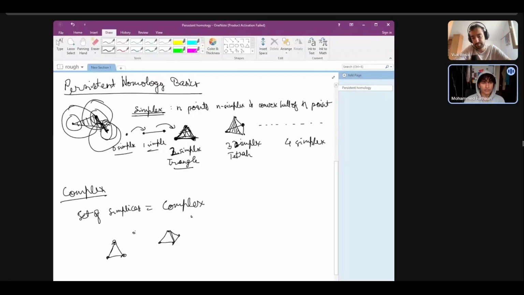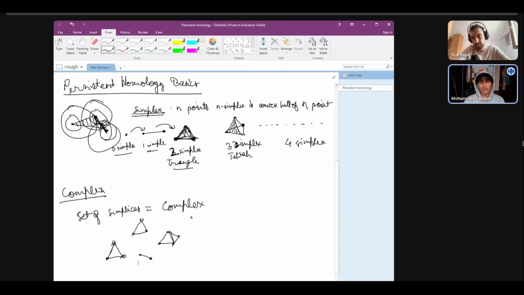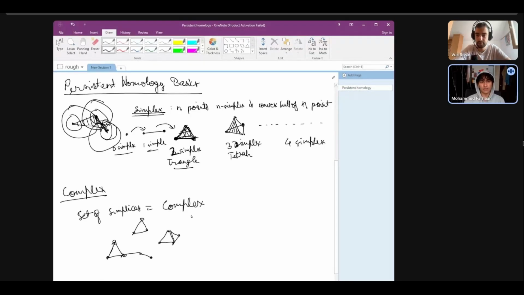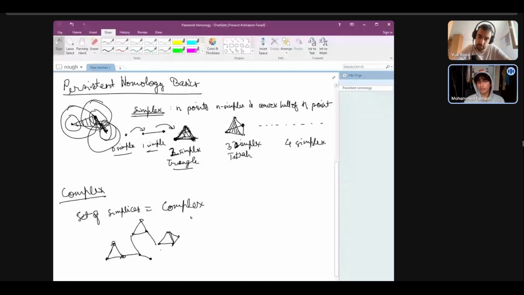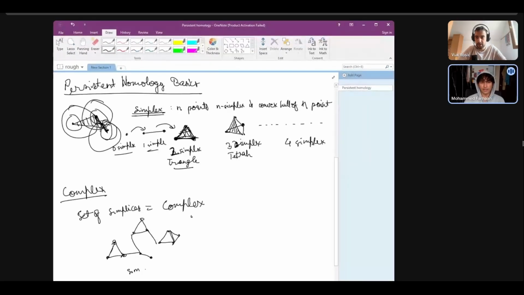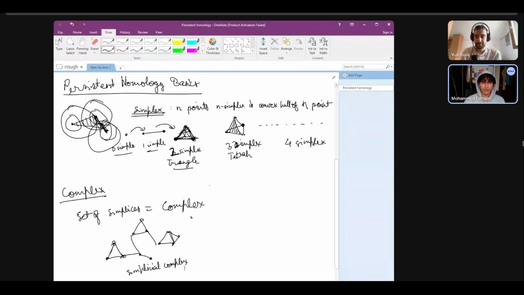What else should I draw? Another triangle over here and a line over here. Individually, these are all simplices. When I connect all of them together, that's a complex. So individually, these are simplices. Now it is a simplicial complex because we're making it out of simplices.